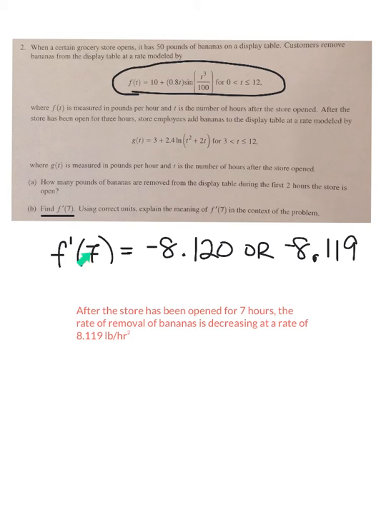So now, because we're dealing with time 7, I said after the store has been open for 7 hours. Just pay attention before you start writing stuff down. So after the store has been open for 7 hours, I got that from there. Okay, now this is a rate, see, derivative. So that's why I wrote the rate of, and f, remember, stands for the rate of removal. So that's why I wrote rate of removal of the bananas. Then I wrote it's decreasing because we have a negative answer. So decreasing, and because it's a rate, we say at a rate of, and then there's my unit. Okay?